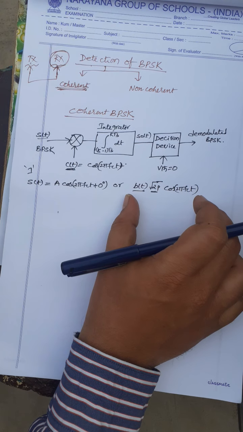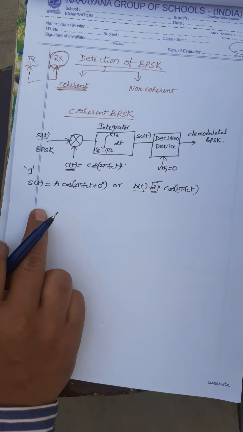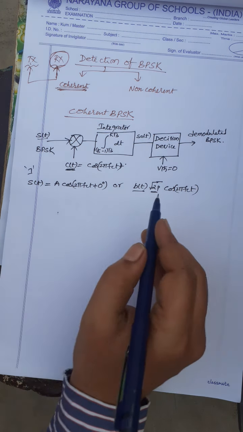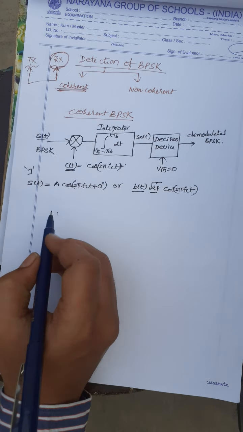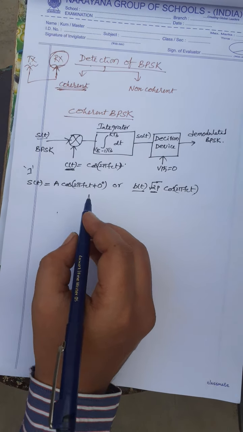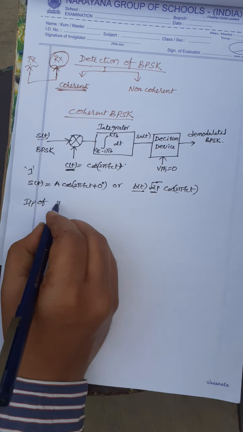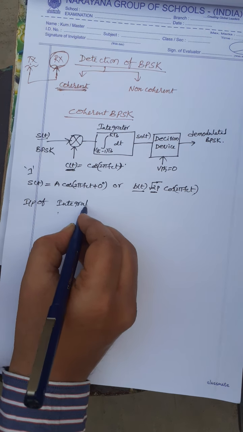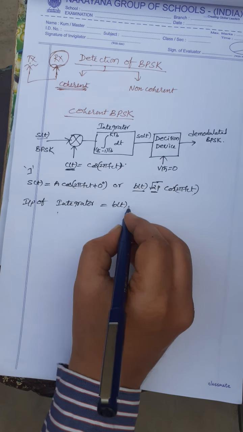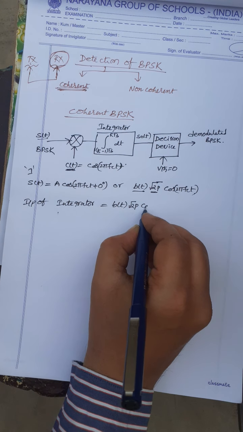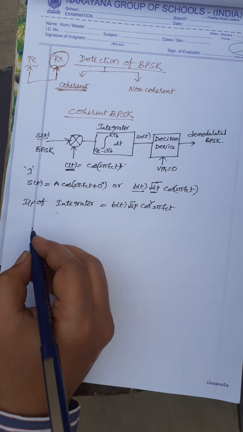This S of t signal is again multiplied with a carrier signal. Now see here, the S of t equation is this one and the carrier signal equation is this one. So here I am writing the input of the integrator. Input of the integrator is B of t under root 2p cos square 2 pi FCT. This is the input of the integrator.